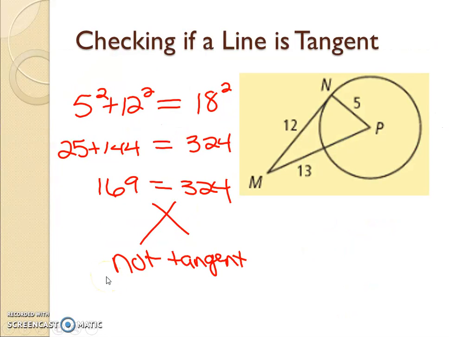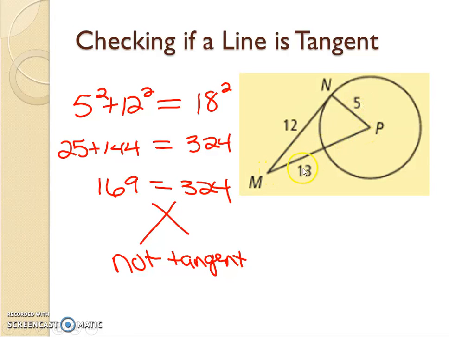So, checking if a line is tangent. Let's take a look at this diagram. This is a radius. That is a tangent. This is 13 here. So we're going to use the Pythagorean theorem to see if this line is tangent to this circle. We're going to write 5 squared plus 12 squared should equal 18 squared. Where did I get 18? If this is 13, this radius is 5. So from M to P is 18.